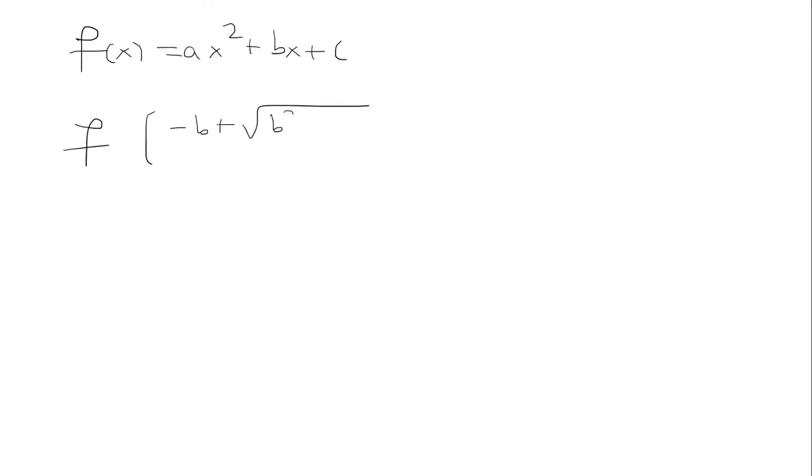Let f of x be ax squared plus bx plus c. We want to show that f of the opposite of b plus the square root of b squared minus 4ac, all over 2a, gives us 0. Okay, so I'm going to plug this fraction in for x.